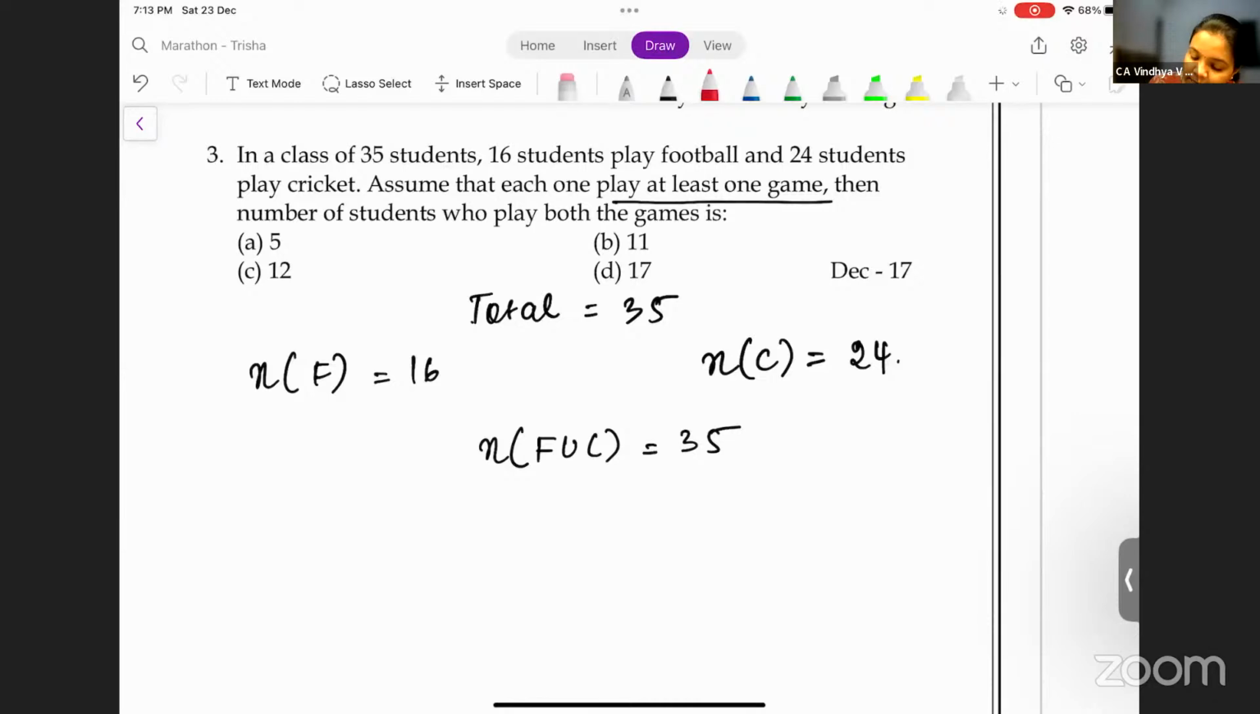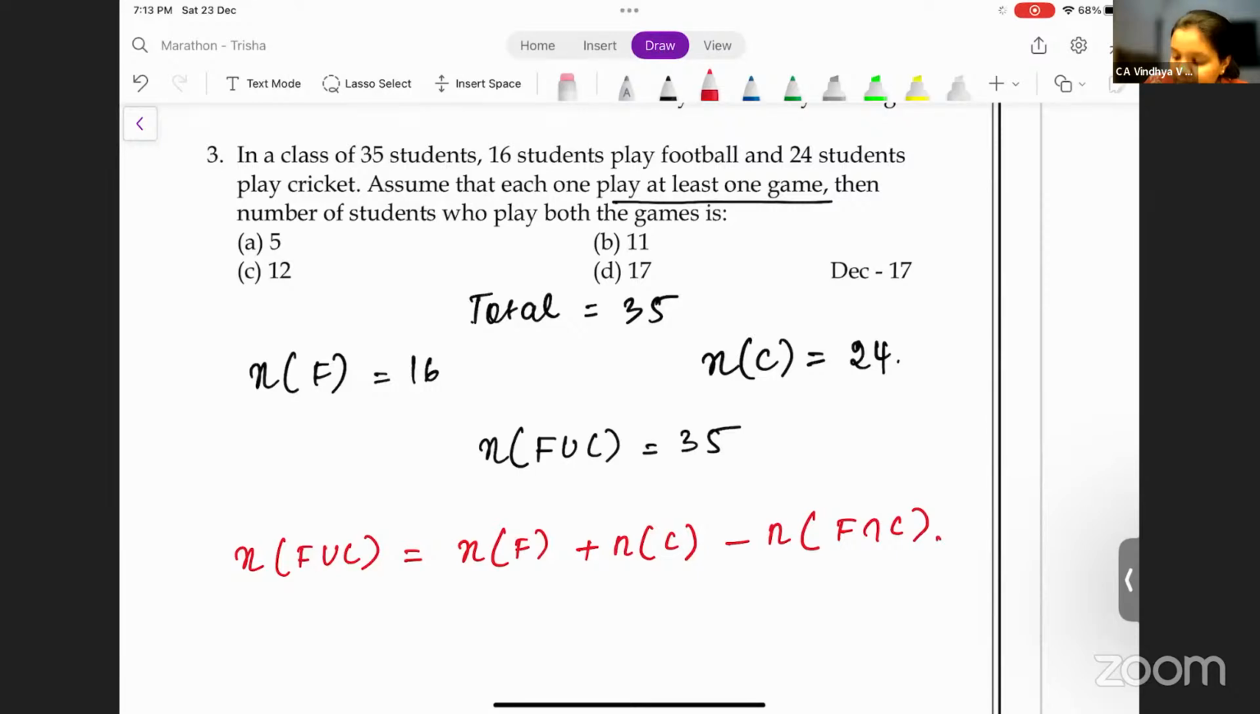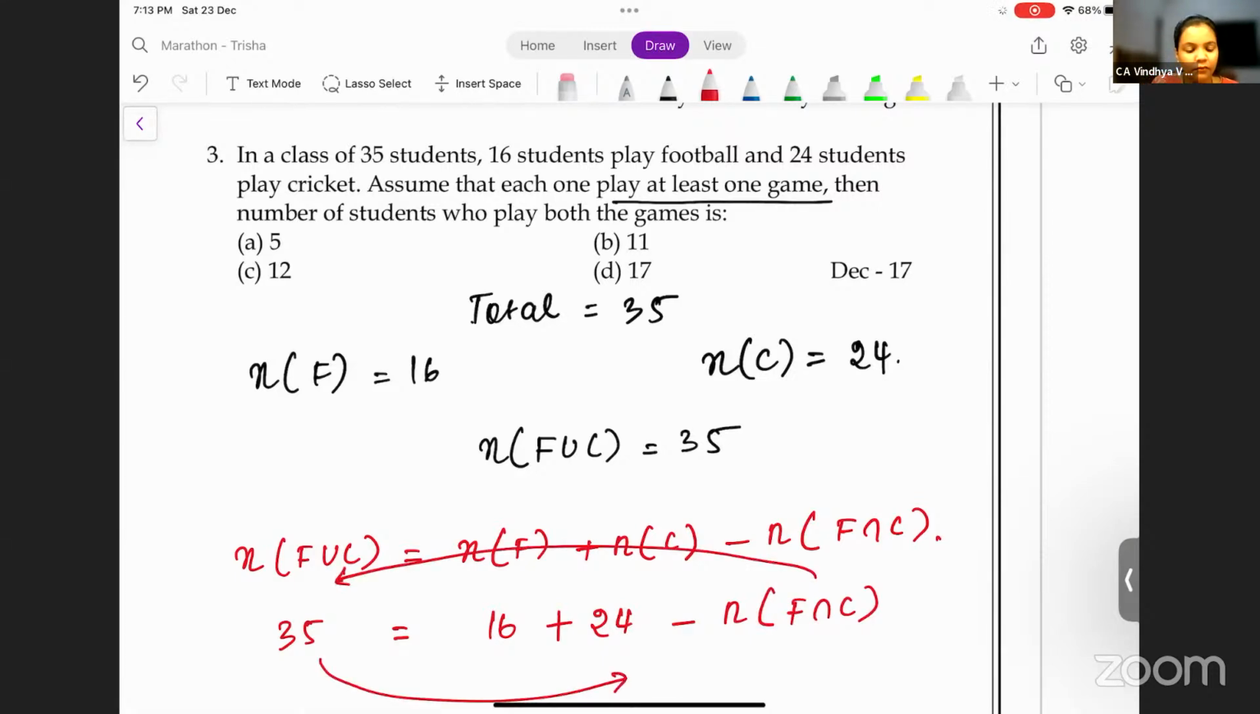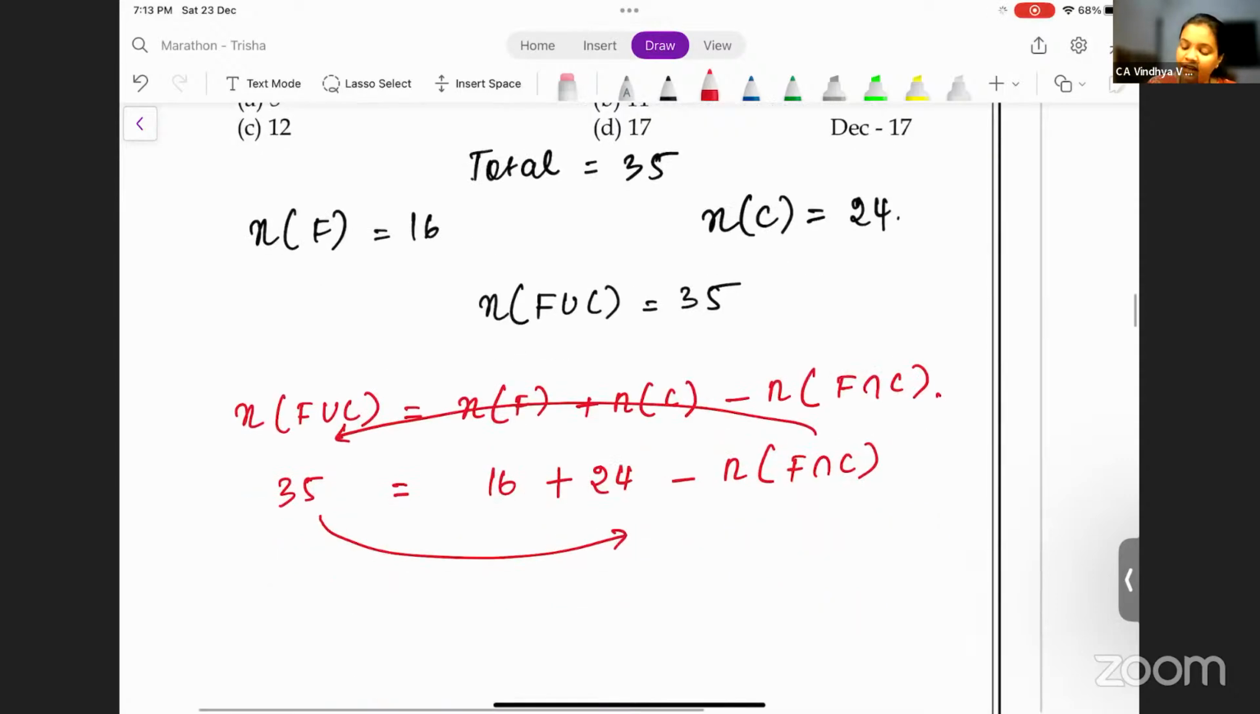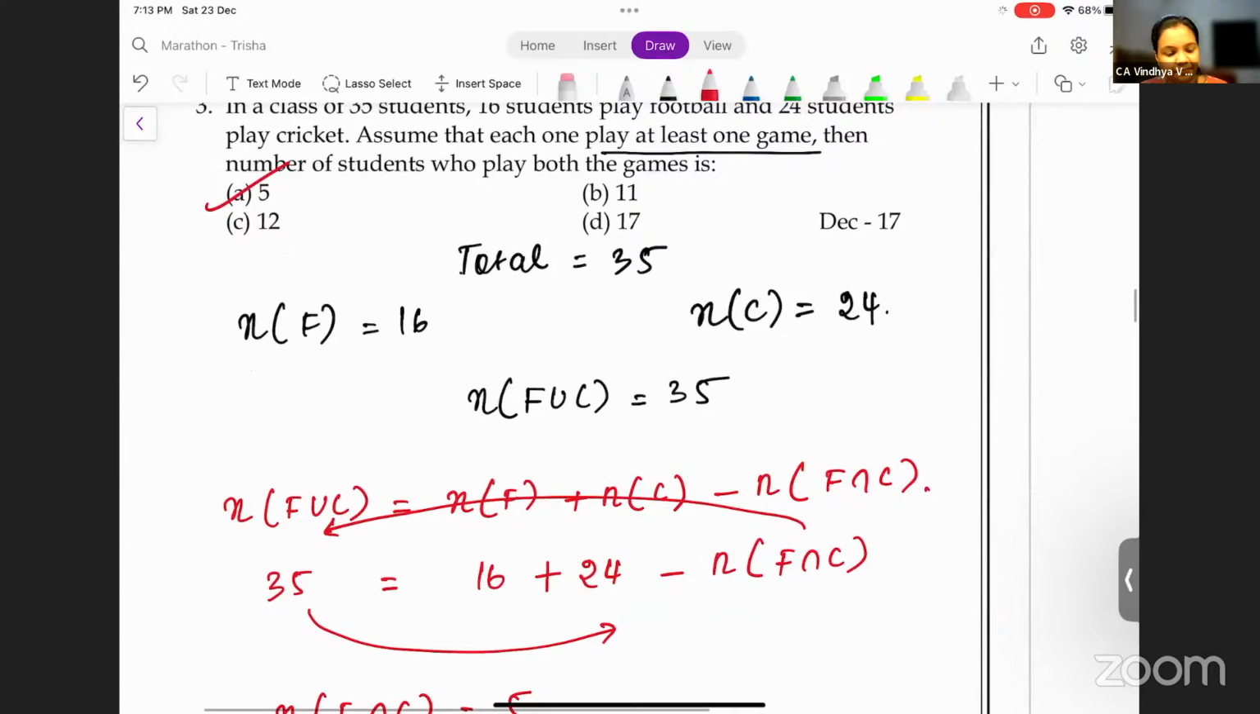So what you have here is football union cricket is equal to N of football plus N of cricket minus N of football intersection cricket. So 35 is equal to 16 plus 24 minus N of football intersection cricket. Shift this here. You will get 16 plus 24, that is 40, minus 35. So N of football intersection cricket is 5, which means there are 5 students who play both.